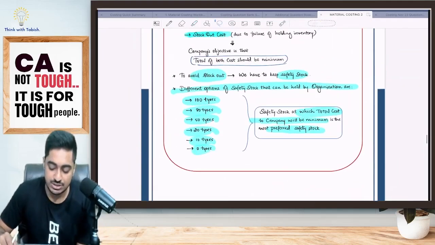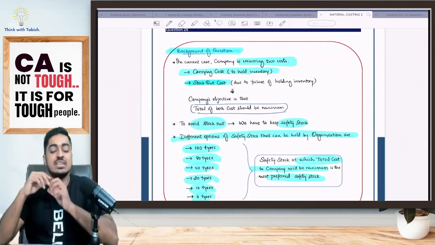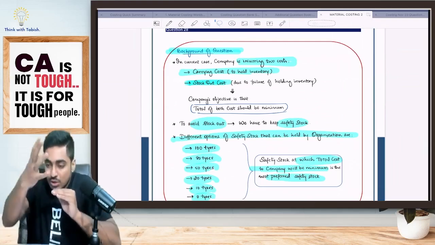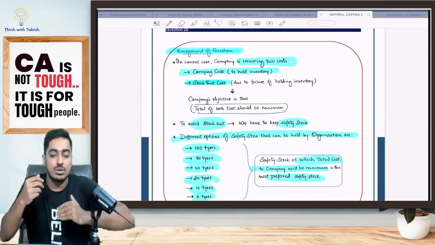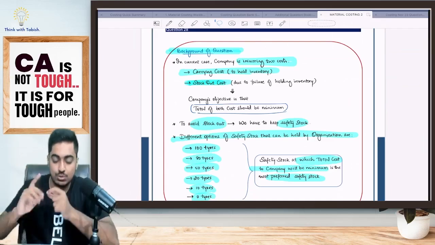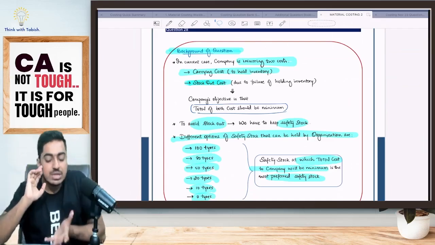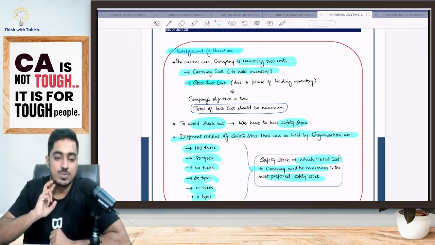Okay, this is a beautiful question, a special question. The company is experiencing stock out. To hold my stock, I'm incurring carrying cost. But if I decide I don't want to hold, I will incur stock out. At which level should I be so that the total cost is minimum? Now, to overcome stock out, what will I have to do? I'll have to increase my safety stock. That means how much safety stock should I be having. This is what my question is asking.